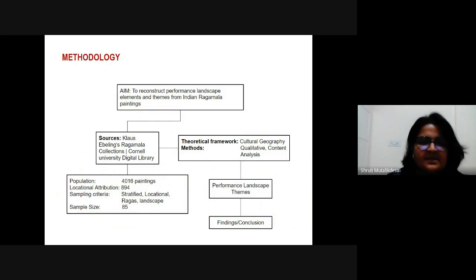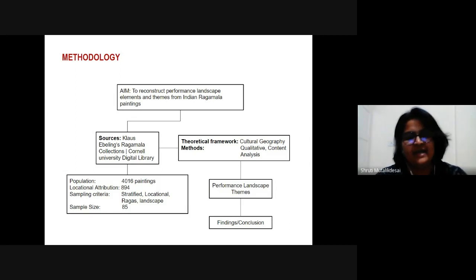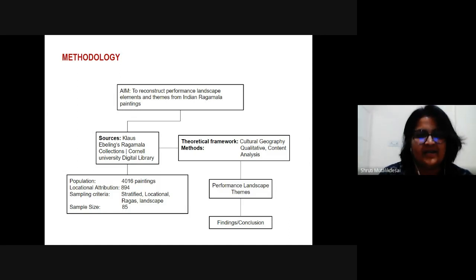So, a quick discussion about the methodology. Our aim is very evident in our title. Our main source for this entire exercise was the Claus Ebeling collection of Ragmala paintings, found in Cornell University's digital library. The digital library has 4,000 plus paintings, but only about 894 have a locational attribute to them.